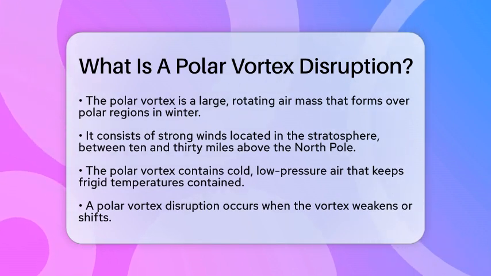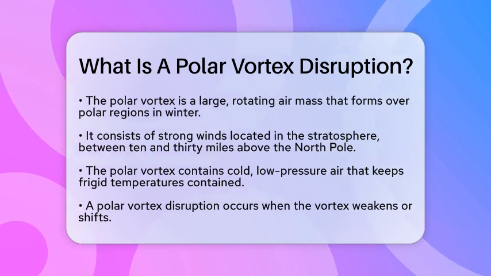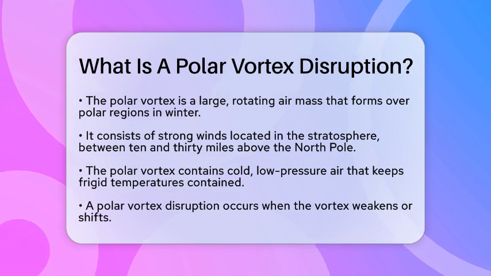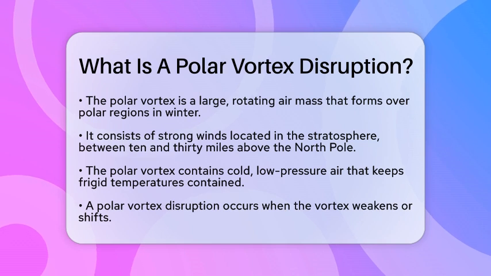A polar vortex is a large, rotating air mass that forms over the polar regions during winter. It consists of strong winds in the stratosphere, typically located between 10 and 30 miles above the North Pole. This air mass is characterized by cold, low-pressure air that keeps the frigid temperatures contained.